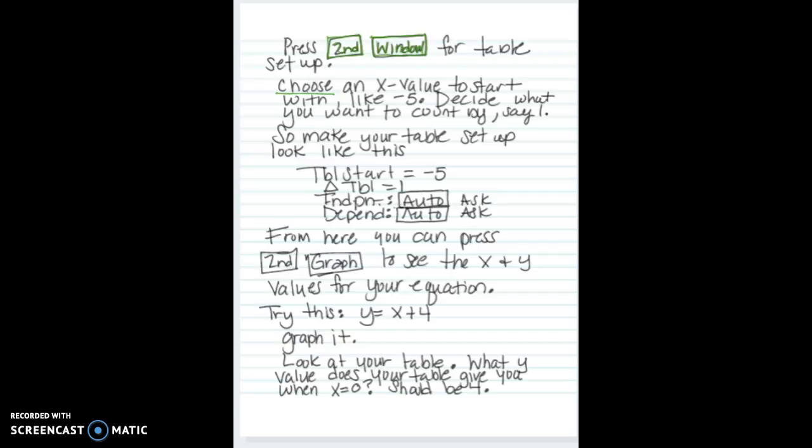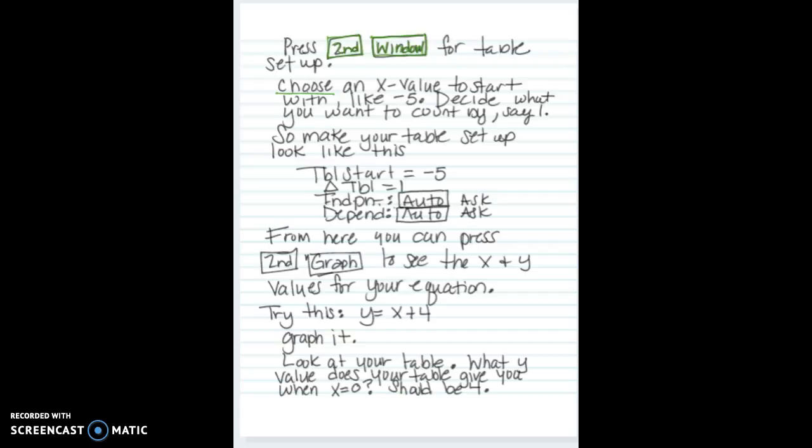And we have to decide what we want to count by, and I'm going to say on this we're going to count by 1. So you want to make your table setup look like this table setup. See here that the table starting number, this is always for x, is equal to -5. The triangle in front of the TBL is the Greek letter delta, and it actually means change, but in this instance we think of it as what are we counting by. So delta table is equal to 1, we're counting by 1.